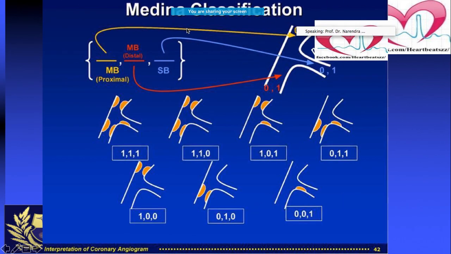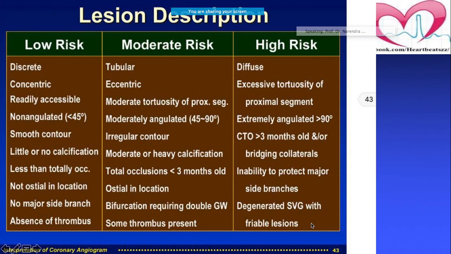And then another classification is called the Medina classification. In that, you name it on the basis of numbers: 111, 110, 101, 011, 100, 010 and 001. So, the main goal of coronary angiography is you are trying to say which lesion set is dangerous, which is not so dangerous. This is already a chart which is there in front of you.